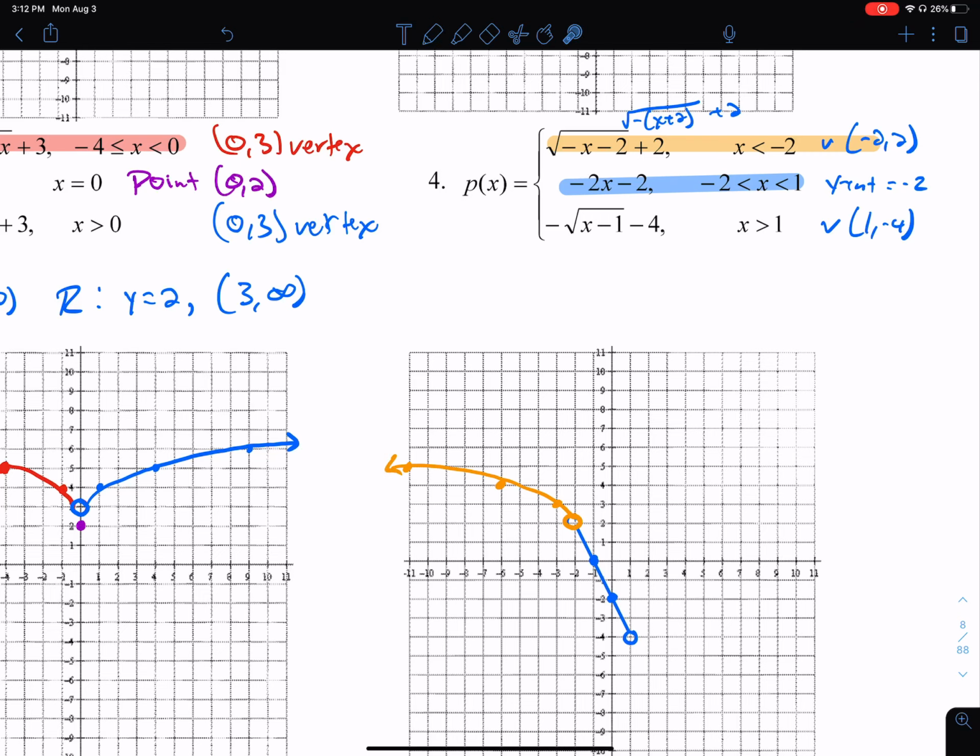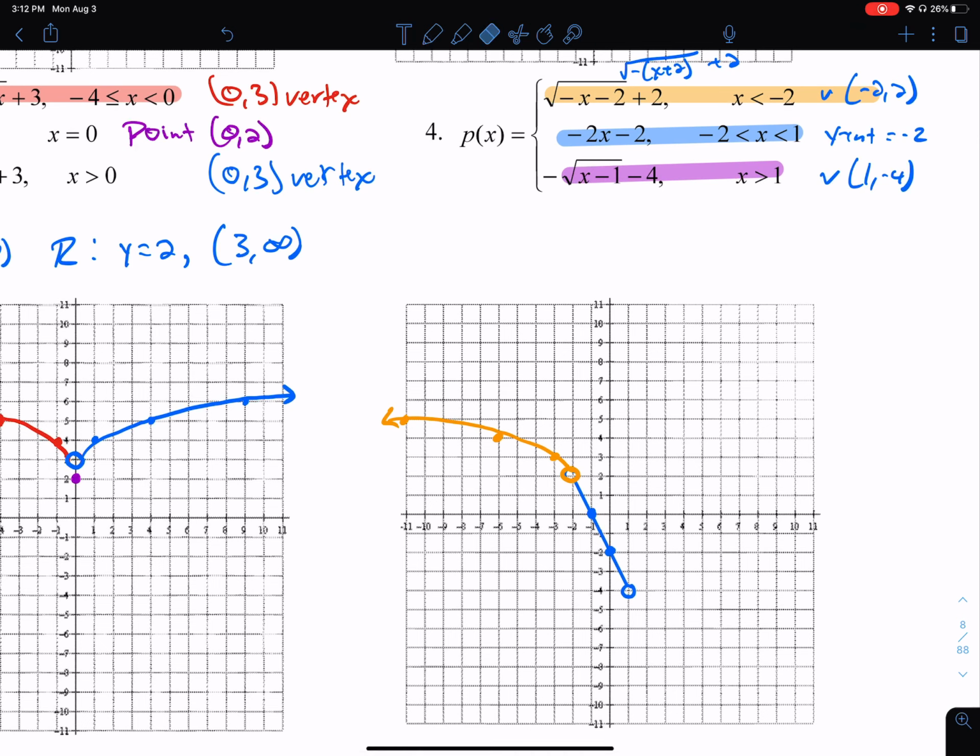This last one, we have a vertex at 1, negative 4, does not include the 1. That's right, whoops, that's right over top of the previous endpoint of that segment. So we've already taken into account the positive 1, negative 4, the translating right and down 4. What we haven't taken into account is this vertical reflection. So normally the graph would look like this. Vertical reflection is going to look like this.